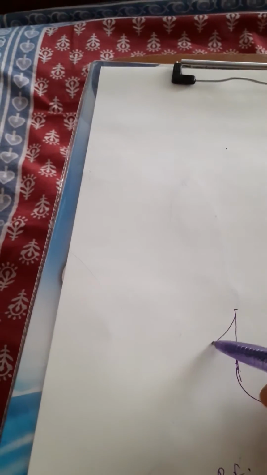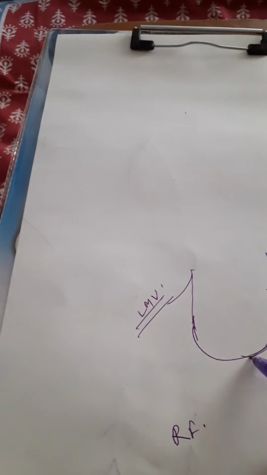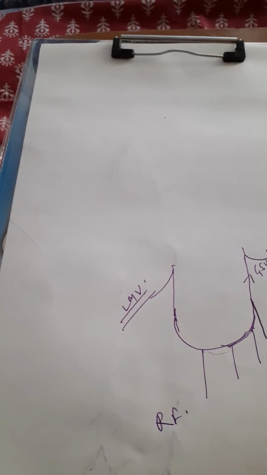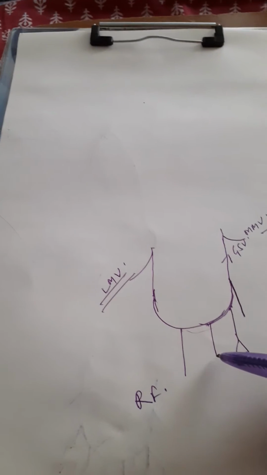Both unite to form the great saphenous vein, which receives the medial marginal vein. And here on the lateral aspect, it receives the lateral marginal vein. The tributaries of the dorsal venous arch are the second dorsal metatarsal vein, third dorsal metatarsal vein and the fifth dorsal metatarsal vein. These dorsal veins receive the digital veins.